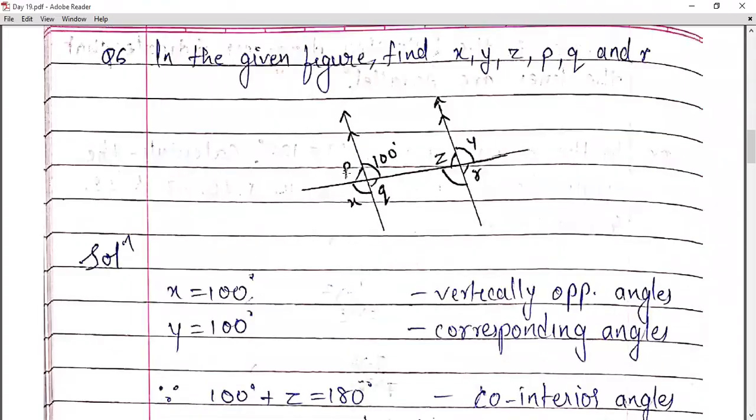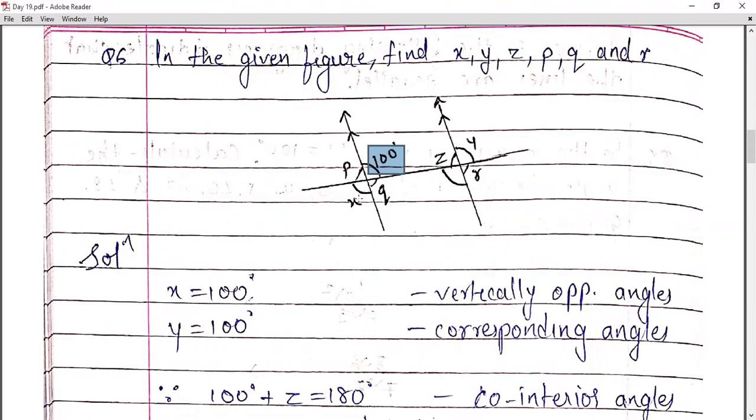For question number 6, in the given figure, here you can see the two parallel lines are marked with the arrow sign. Find X, Y, Z, P, Q, and R. As you can see in the figure, an angle is given as 100 degrees. Let us see which other angles are equal to it.